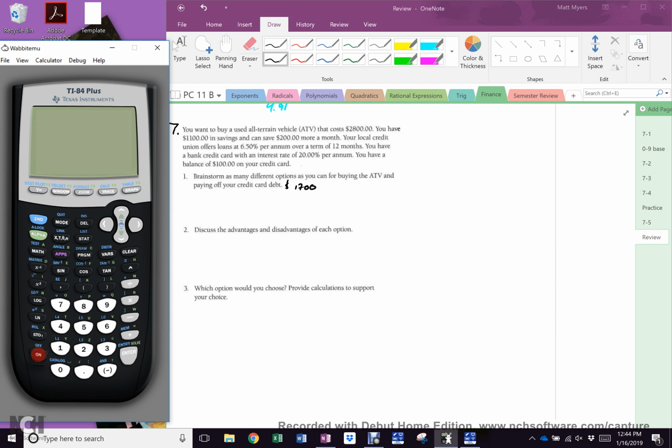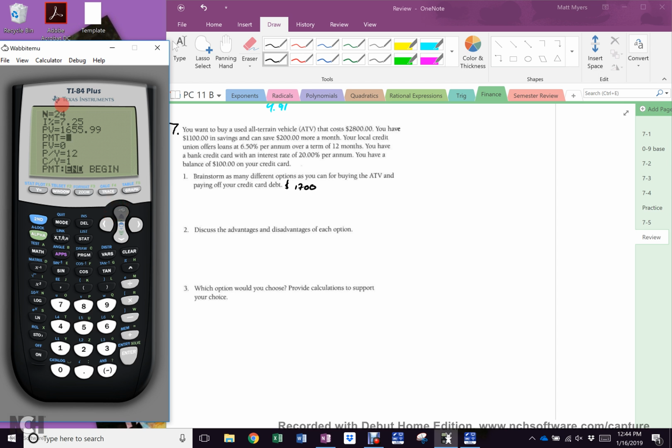So, if it turns on, on. There we go. So I can go into my TVM solver with this, can't I?